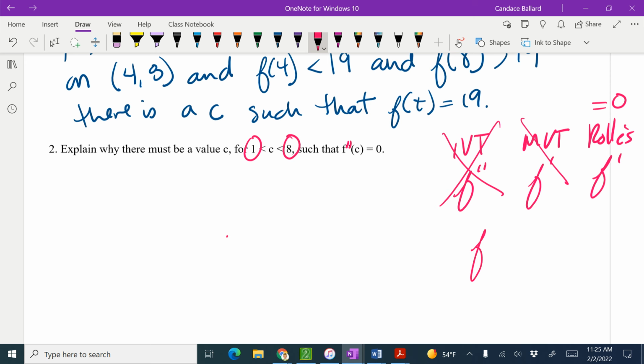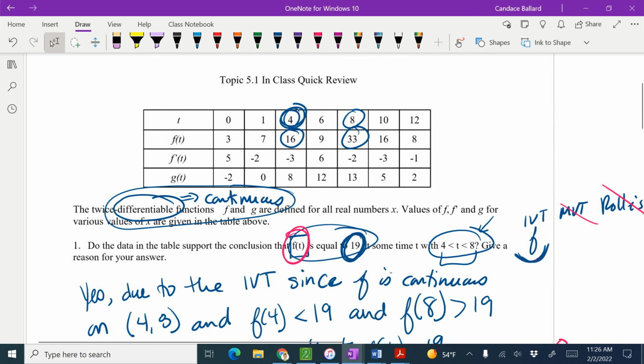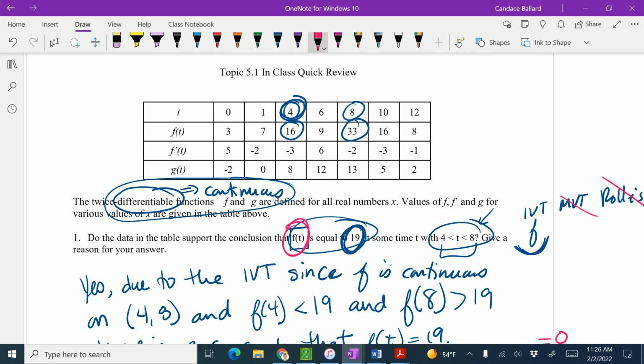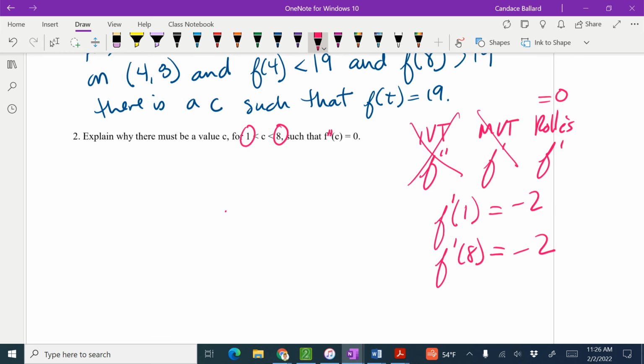So let's look at f prime of 1, and I need to find f prime of 8. We'll see if I did my table right. Okay, so I'm going to go back to my table. f prime of 1, what is it equal to? -2. And what's f prime of 8 equal to? Oh, good, my table's right. All right. As long as those two come out to be the same, we know Rolle's theorem applies and works. And we basically can say that, yes, there's a place where the slope is equal to 0.